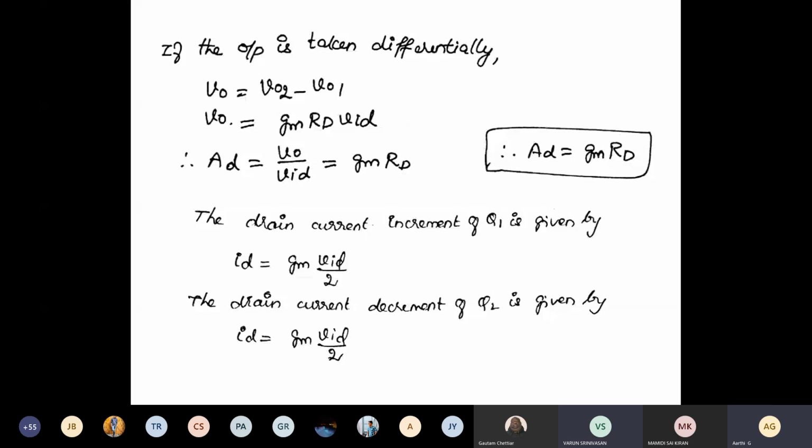Ma'am, what if it's a differential output or a double-ended output? Double-ended and differential output are one and the same.